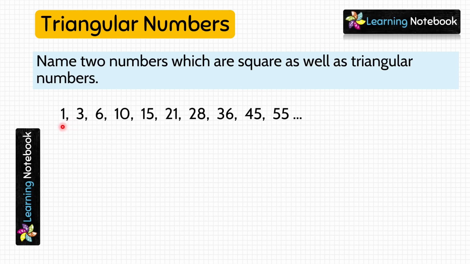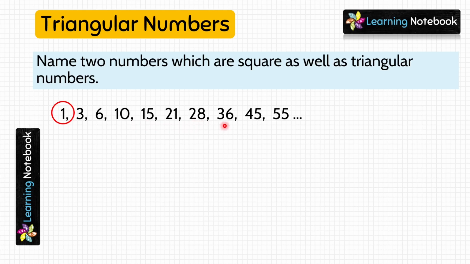Here we know 1 is a square as well as a triangular number. So we have got the first number which is a square as well as a triangular number. Now we have to find the second number. Now 3, 6, 10. These numbers are not square numbers, right? Then 15 is also not a square number. 21, 28 are also not square numbers.